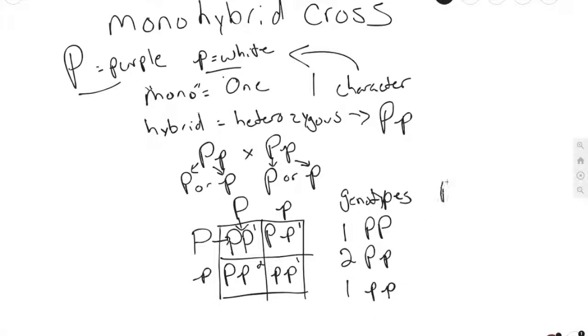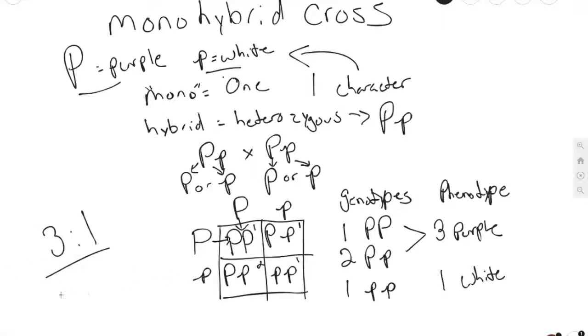What we can actually see is called the phenotype. We're going to end up with 3 purples, and those are coming from these 3 individuals. And then we end up with 1 white. Remember, the phenotype is always the physical trait, whether it's purple or white. So this gives us a 3 to 1 phenotypic ratio.